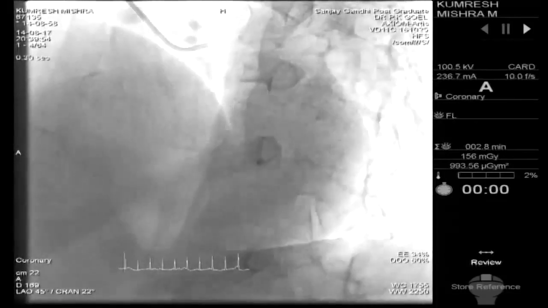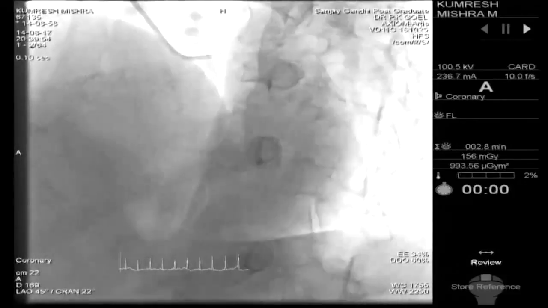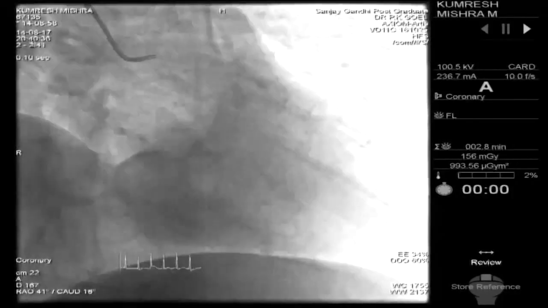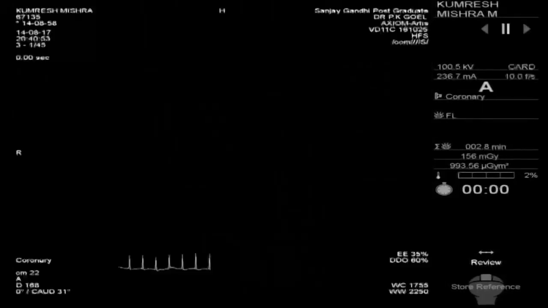Through the radial arterial route, there was severe ostial left main stenosis involving the body, and the overall left system was non-dominant, with no significant distal disease. This other arterial view shows some ostial LAD disease, and the LCx was free of significant disease.